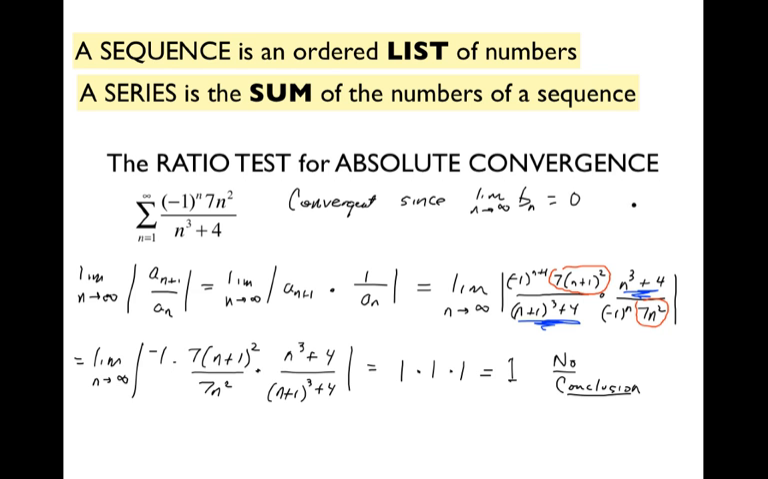Now, is it conditionally convergent or absolutely convergent? Well, if it were absolutely convergent, that means if we took off the alternating, remember, absolute convergence means take off the alternating effect and it would still converge. 7n squared over n cubed plus 4, without the alternating effect. Convergent or divergent? So let's look at what the sequence does in the limit.